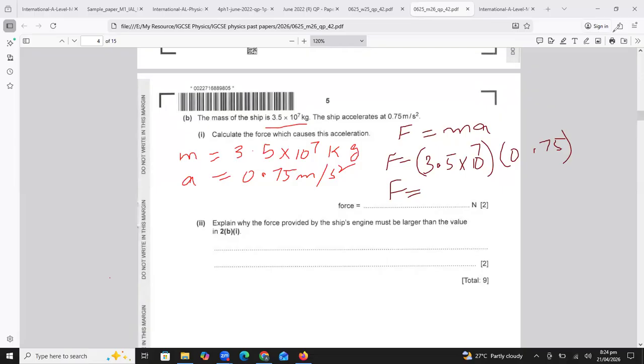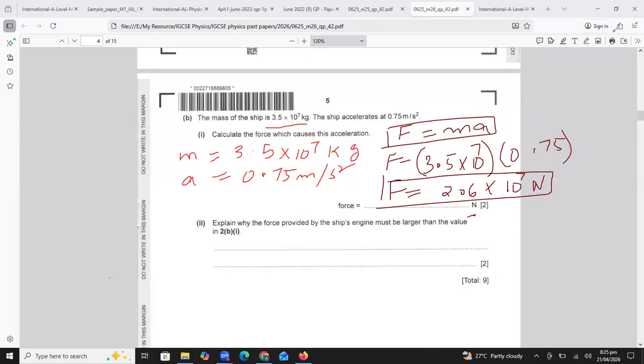Okay, well done, students. So we are getting 2.6 times 10 raised to the power 7 Newton. I am repeating, this is the resultant force which is acting. Why is it for 2 marks? 1 mark is for the formula and 1 mark is for the calculation, because the unit is already mentioned. Yes, I know it's a one-step question, but if you do not write the formula, the examiner will deduct your 1 mark. So that's why you have to mention the formula as well.